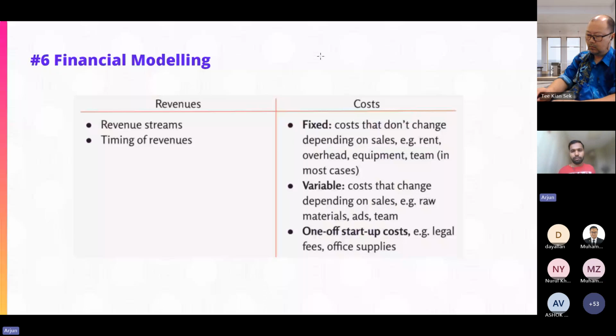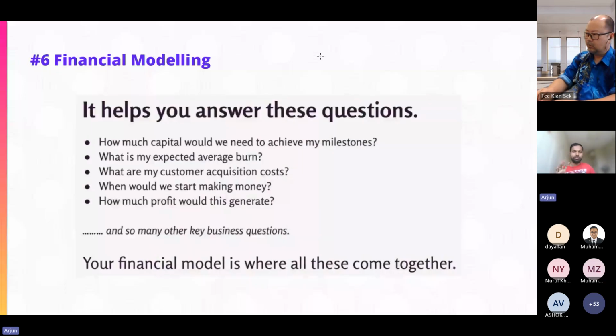So when you complete this financial model, it will help you to answer how much capital you need, the burn rate, customer acquisition cost, when you will start to earn money, how much profit you will generate, and when you will break even, so that your revenue and profits are able to fuel your business to run in a sustainable manner without you always looking to raise funds.